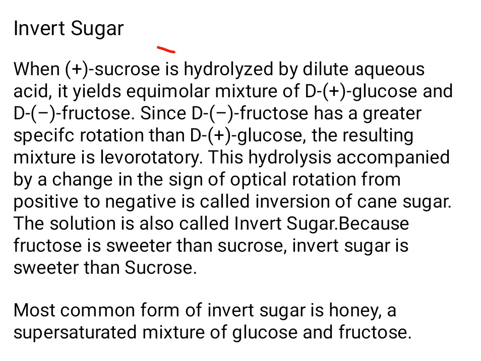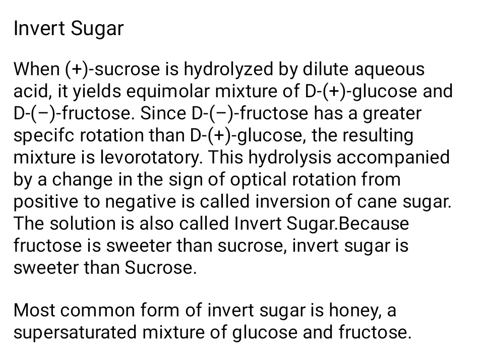Because fructose is sweeter than sucrose, invert sugar is sweeter than sucrose. So the optical rotation of sucrose was plus, but whenever you hydrolyze it with some aqueous acid, it gives glucose and fructose. As the optical rotation of fructose is higher than glucose, this whole mixture will have a negative optical rotation. So you have taken the positive optical rotation and you have got a mixture which has the negative optical rotation. That's why this is called invert sugar.